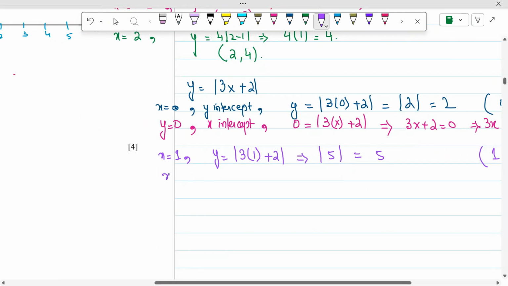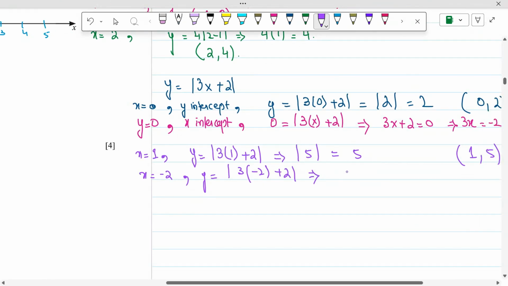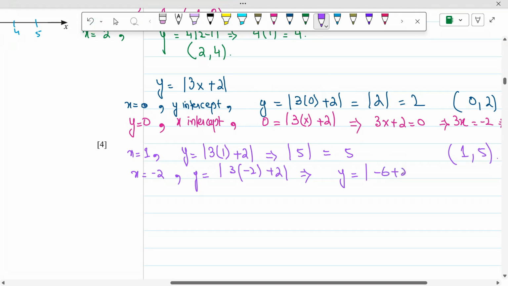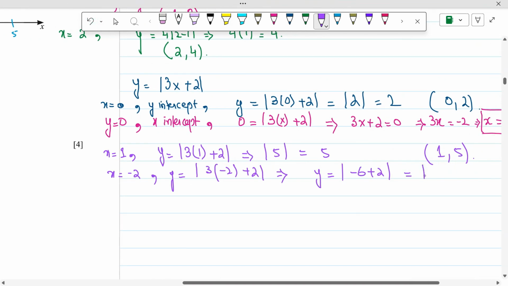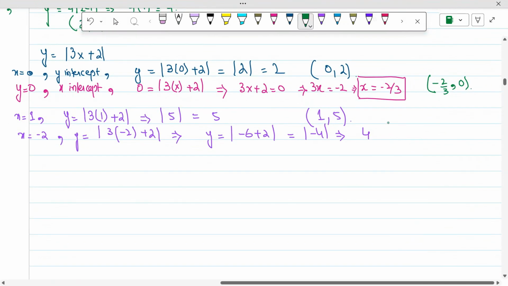Similarly, when we plug x equal to negative 2, we have y equals the absolute value of 3 times negative 2 plus 2, which is the absolute value of negative 6 plus 2, which is negative 4, and the absolute value of negative 4 is 4. So the point is (negative 2, 4).